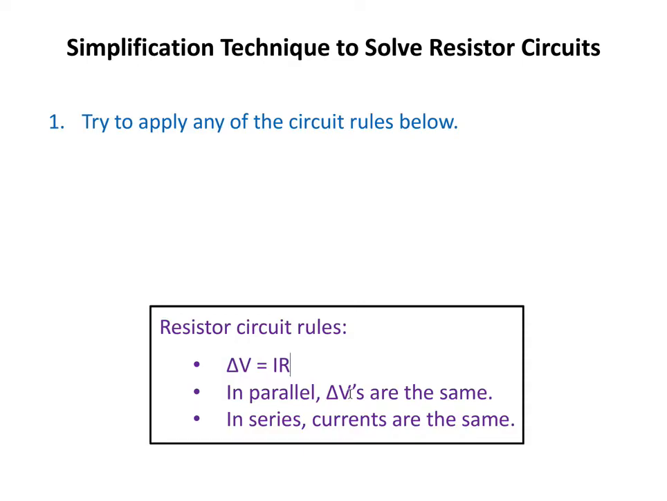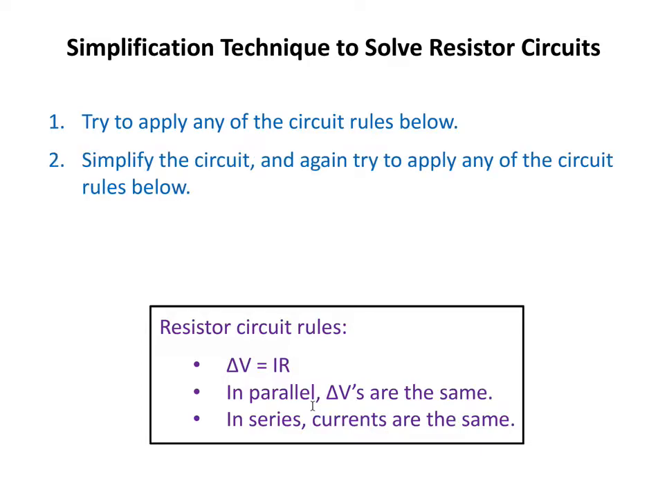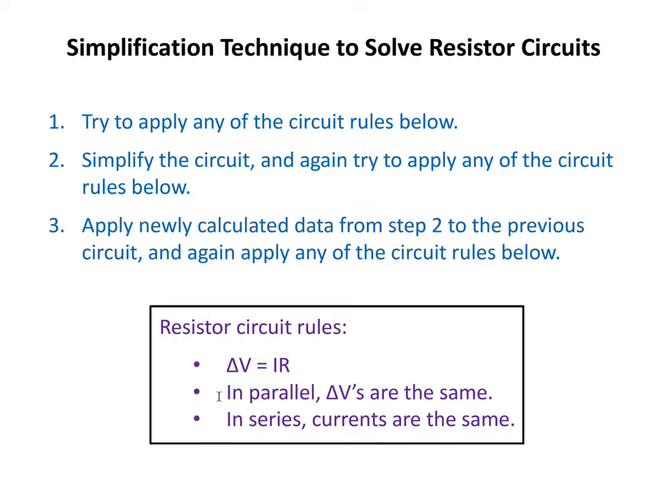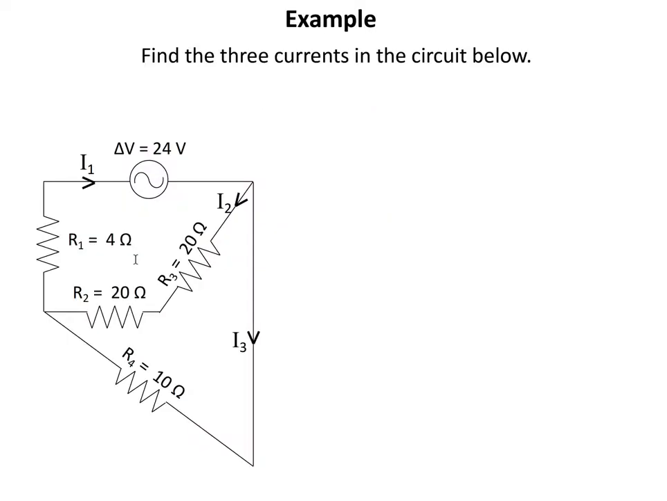If the resistances are connected in parallel, then the potential differences are the same. If the resistances are connected in series, then the currents are the same. Then we need to simplify the circuit again and again and try to apply any of the circuit rules below, and we need to repeat this step number 2 multiple times. This sounds a little bit abstract, so it's better to actually proceed with an example. So here I have an example for you.